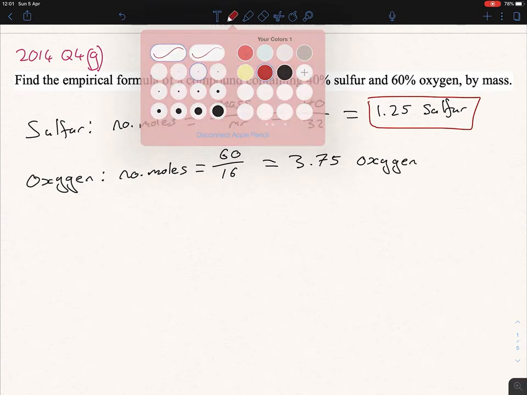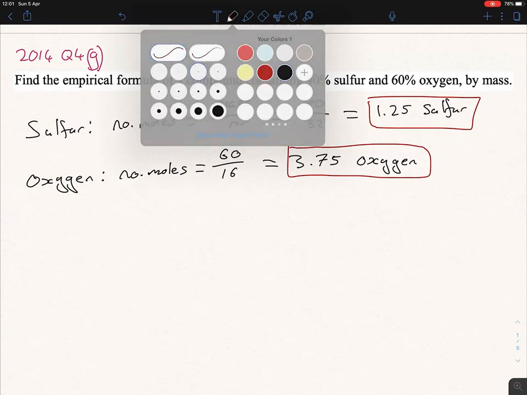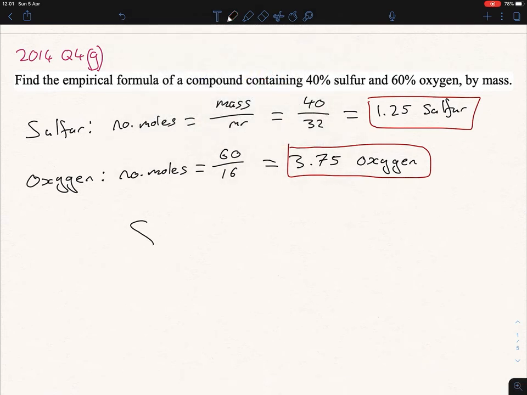Now, they're not the same, they are different numbers, so it's very simple. All you're going to do is assume sulfur is going to be 1. So sulfur, SO, we have sulfur is going to be 1, and however many times the sulfur value, 1.25, divides into oxygen, that will be the number of atoms of oxygen over here. So 1.25 goes 3 times into 3.75, so we have SO3 over here. That's our answer.